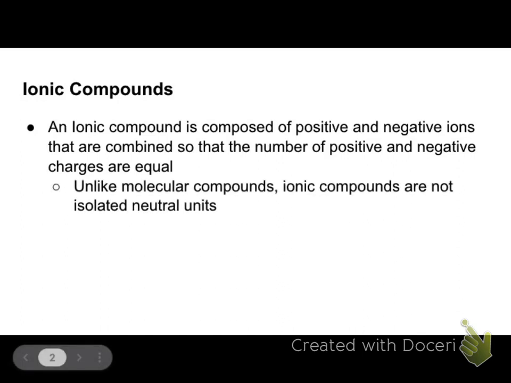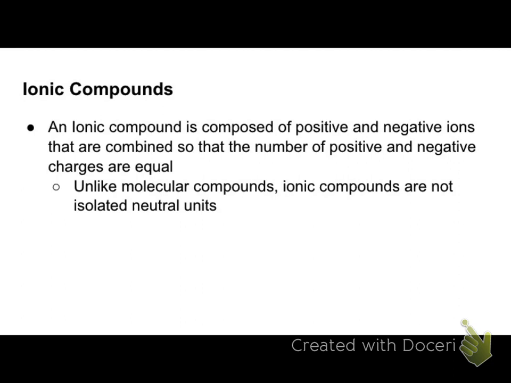Unlike molecular compounds, ionic compounds are not isolated neutral units. So if you remember, it's possible to have one molecule of water where you just have two hydrogens bonded to an oxygen. Okay? You wouldn't be able to see it with just your eyes, but it's possible to have just one molecule that's just two H's and one O.